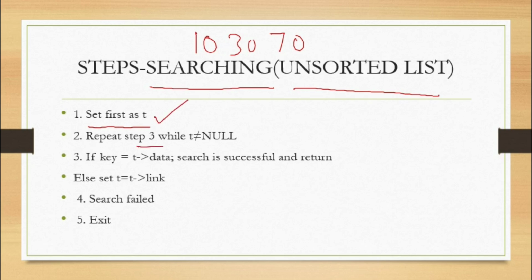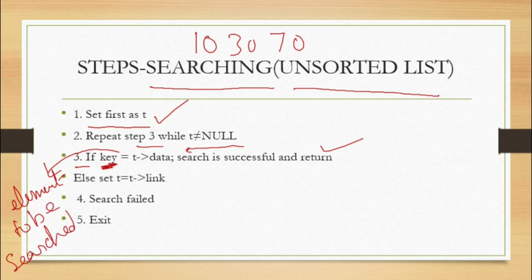Then you need to repeat step 3 till T is not equal to null. That means when T becomes equal to null, you need to stop doing step 3. Then you need to take one key. This key is the element to be searched. Remember, this is the element to be searched. So if key is equal to T of data, then the search is successful, students. Then you need to return.